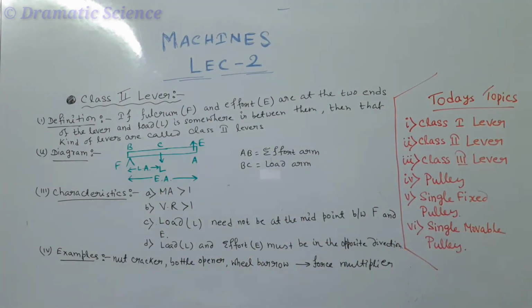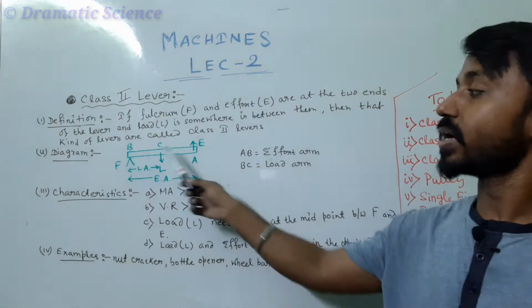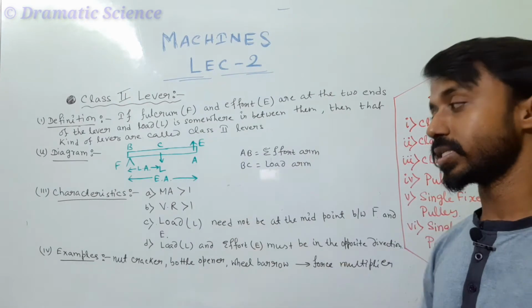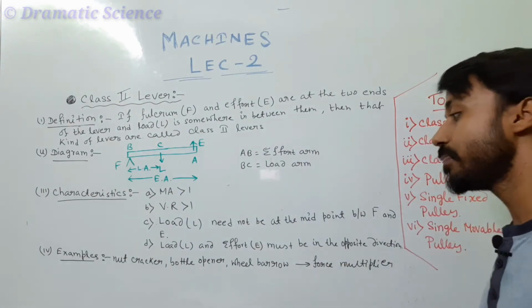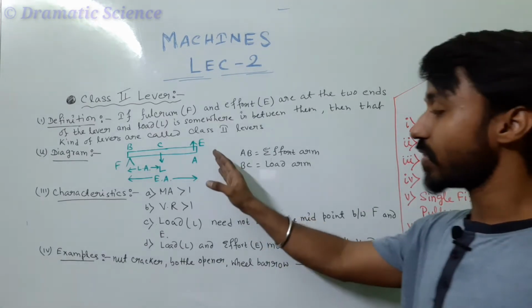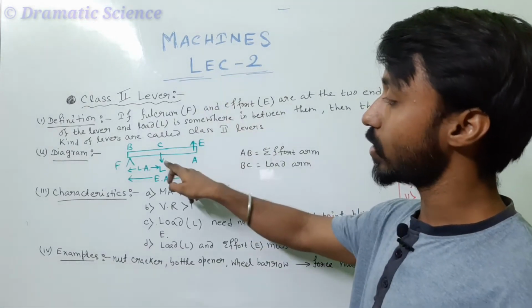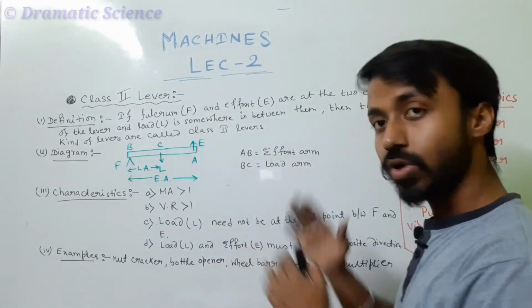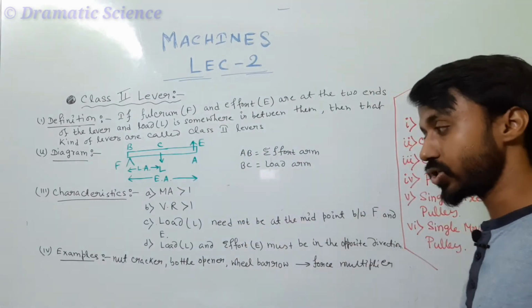Point number 3, load L need not be at the midpoint between F and E. F and E का middle point L ऐसा होगा, ये मतलब कोई necessary नहीं है. Point number 4, load and effort must be in the opposite direction. As you can see, effort in the upward sense and load is in the downward sense. So acting in the opposite direction.